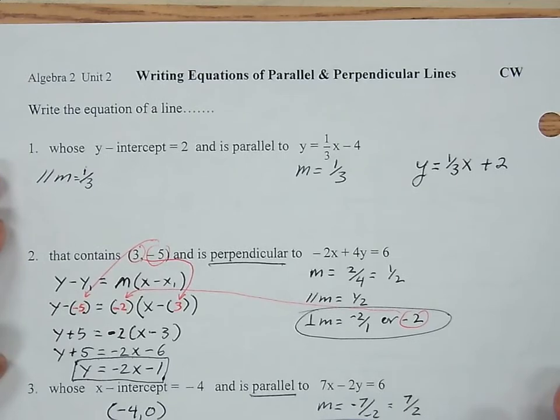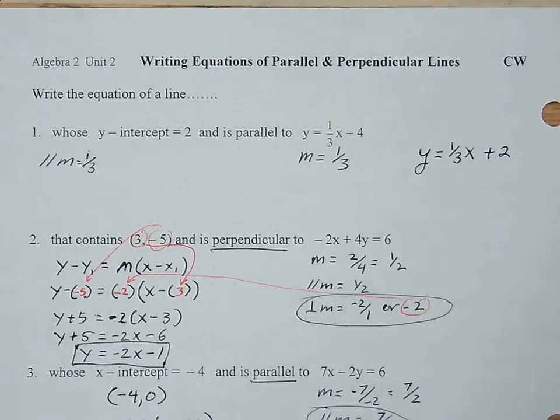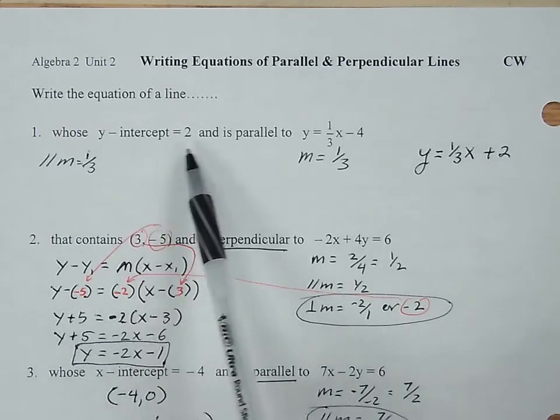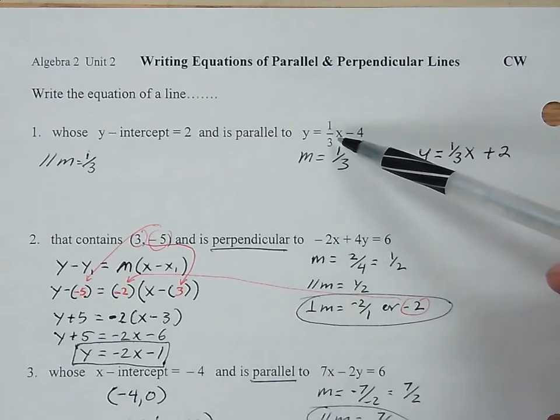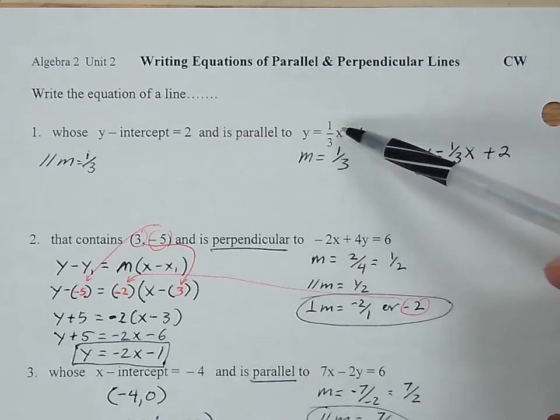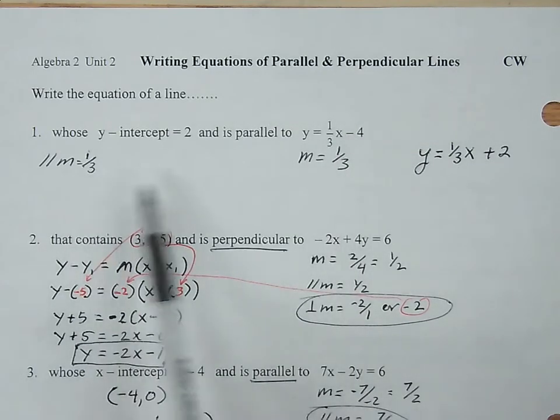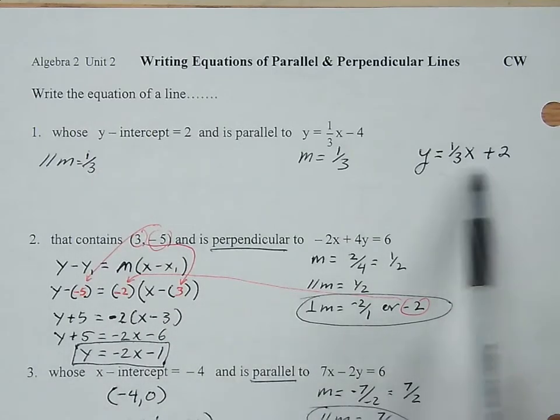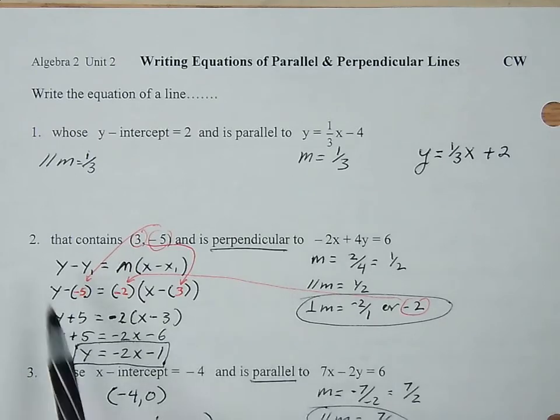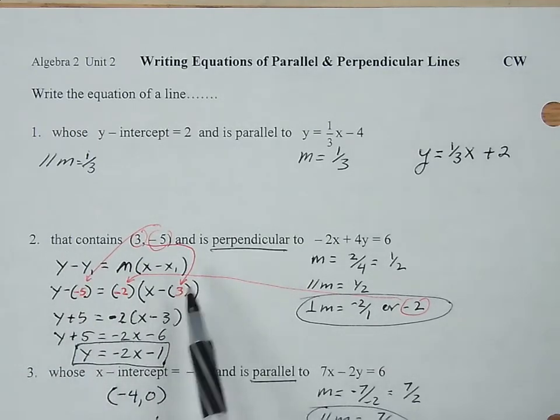Okay. The next part is we're going to go ahead and write equations of parallel and perpendicular lines. Okay. So number one says: write an equation whose y-intercept is 2 and is parallel to this one. Well, first thing we do is figure out what the m for this equation is. If the m is right there, 1/3, parallel m is going to be identical to this m. And since we've got the y-intercept and our slope, we can just put it in slope-intercept form, and there we go right there.